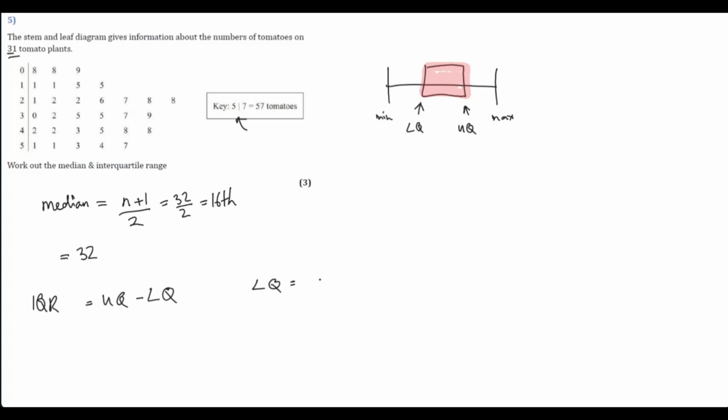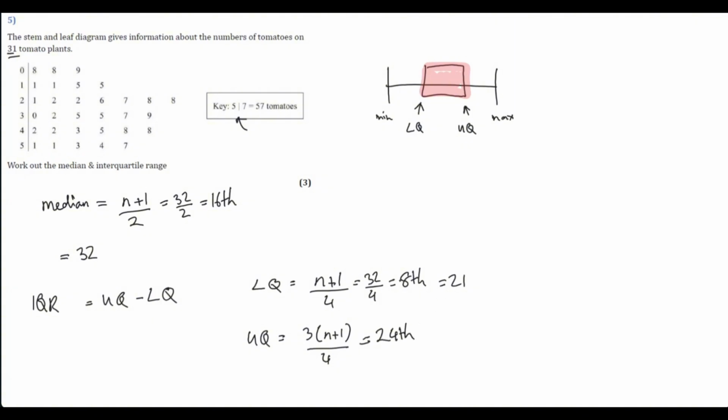The way we could do this is n plus 1 over 4. This gives me an even number, 32 divided by 4, which is the 8th position. So the 8th position is going to be 21. For the upper quartile, it's just 3 times n plus 1 over 4. As you can see, we get 3/4 because it's 3/4 into the data. So 3 times 8, which is 24, so it's the 24th position.